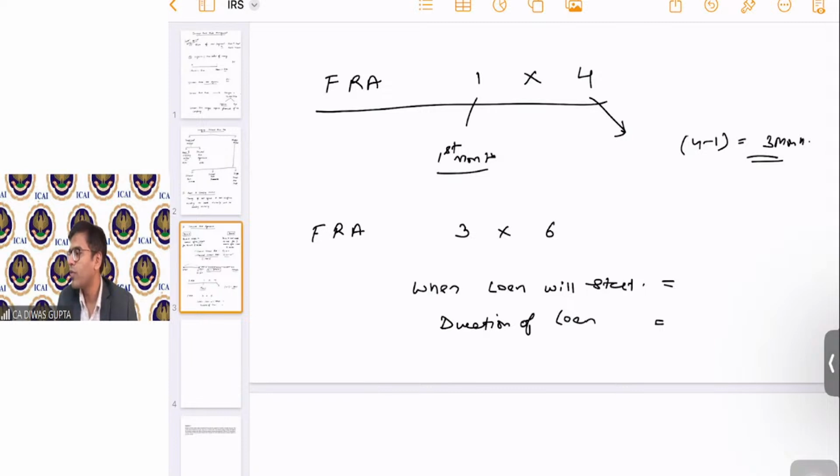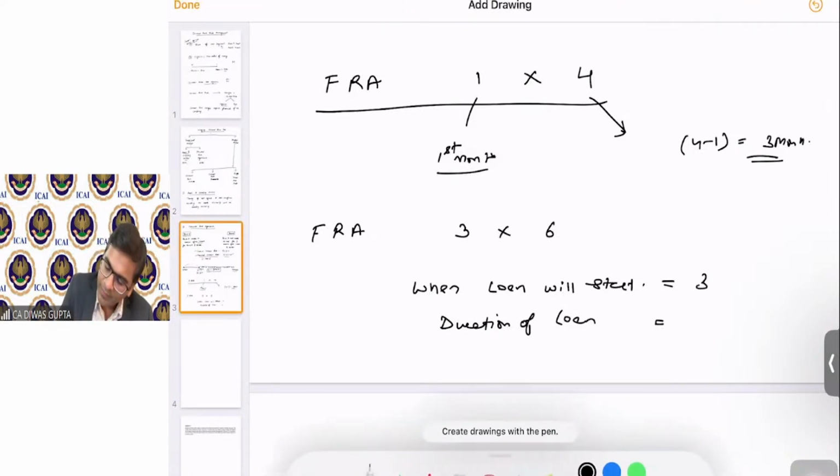Perfect. I got a lot of answers. Shailesh, third month, 3 month duration. Perfect. Gurram, loan will start after third month for 3 months. Very good. Mansha, after 3 months, duration 3 months. Perfect. Prashant, 3 month, 3 month. Very nice, students. So loan will start after 3 months and the duration will also be for 3 months.